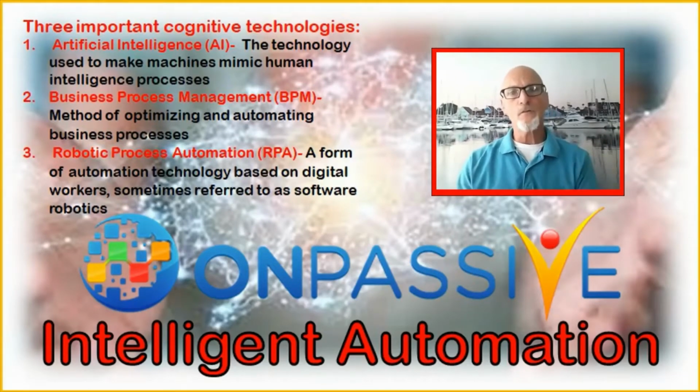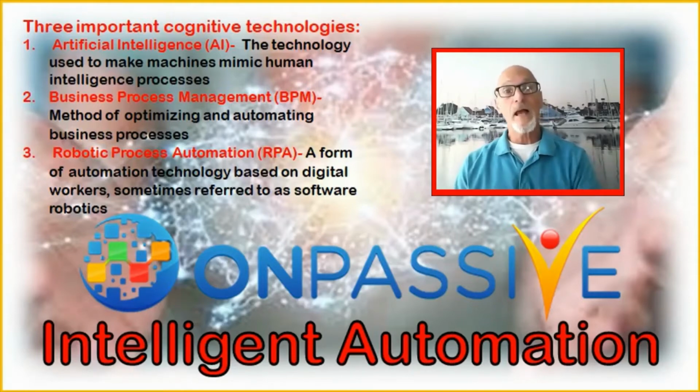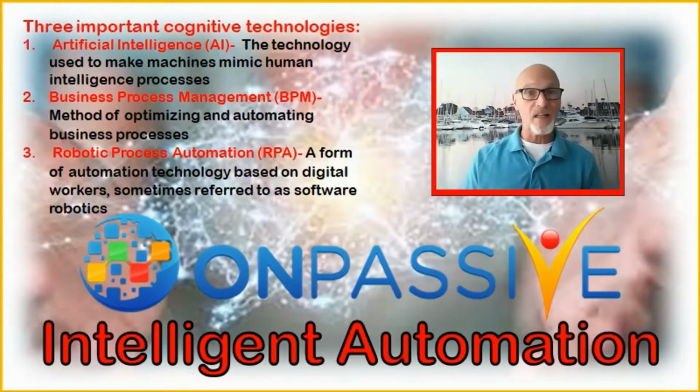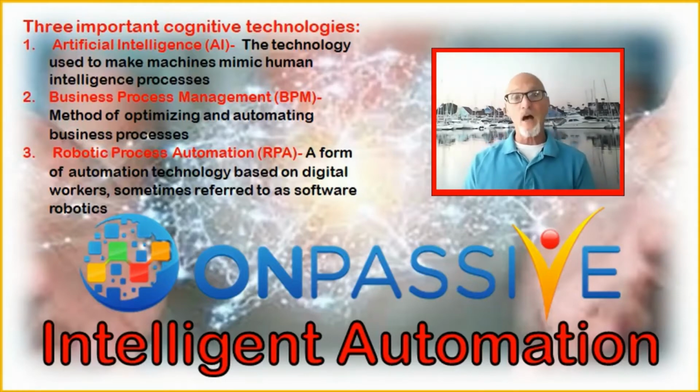First one is artificial intelligence, which we would probably assume to be very important, right? That's the technology we're using to make machines mimic processes associated with human intelligence. AI is the most critical component of intelligent automation. By using machine learning and complex algorithms to analyze data, businesses can develop a knowledge base to come up with predictions based on that data, right? This is the decision engine, so to speak, of intelligent automation.